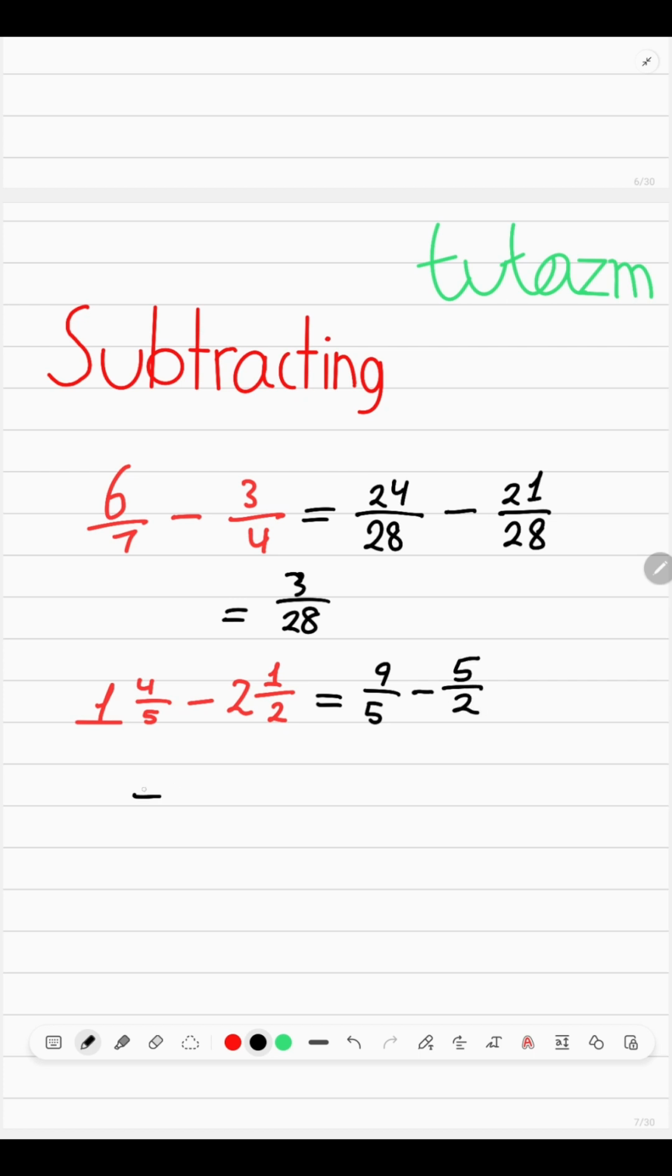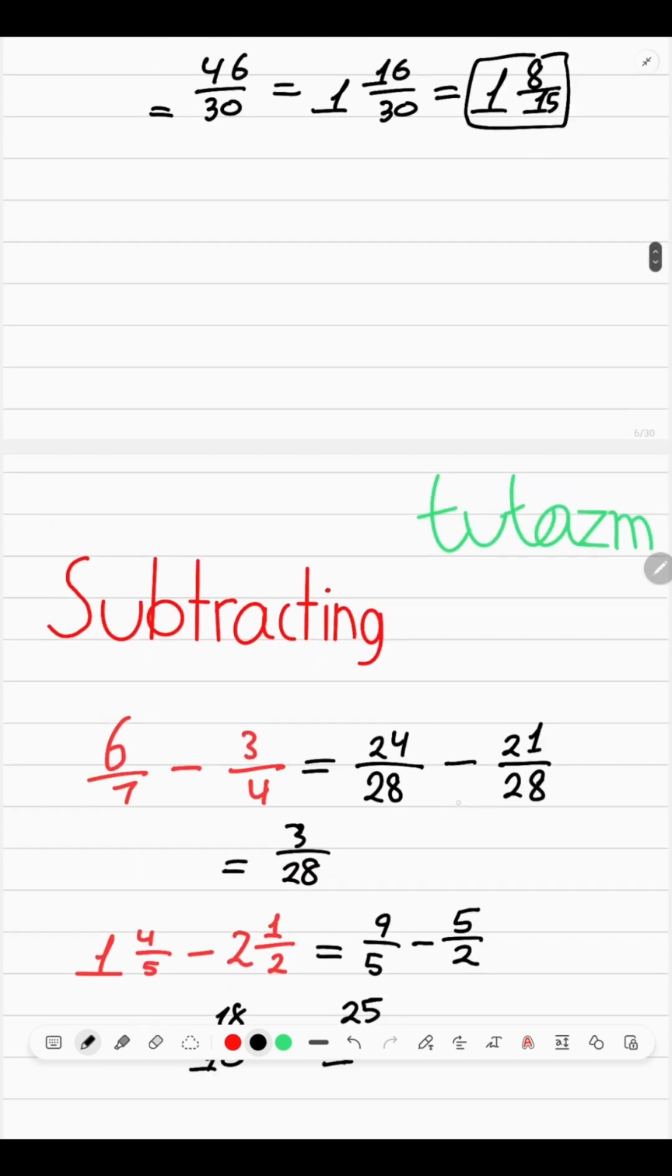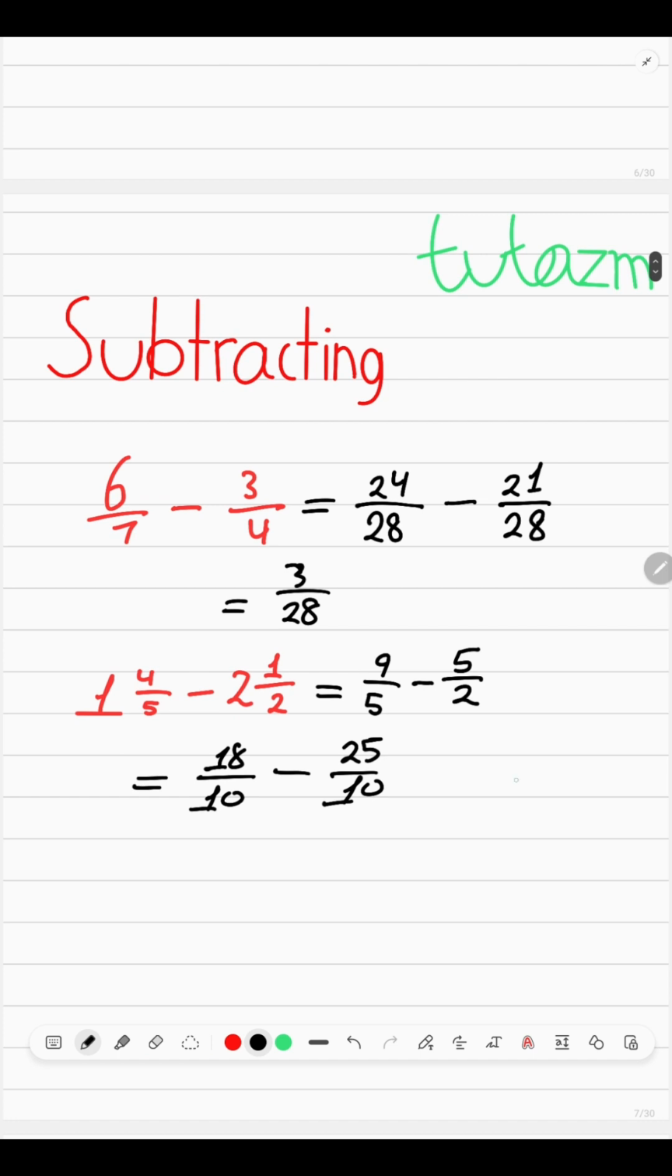And then we'd get the denominators both to be 10, so here 10 and 10, and then multiplied the first fraction by 2, so this would be 18, and we've multiplied the second one by 5, so that would be 25, and so we're left with minus 7 over 10, and that is our final answer.